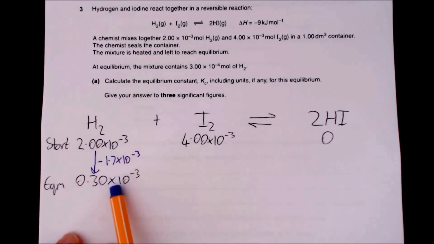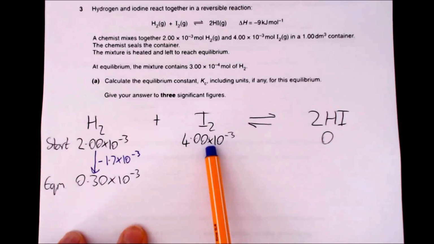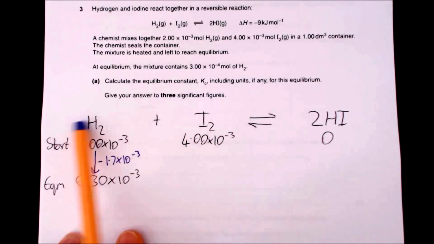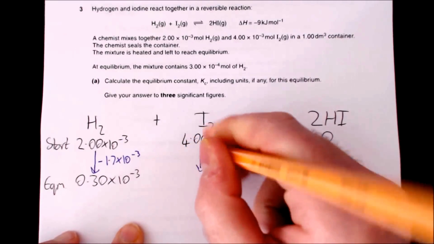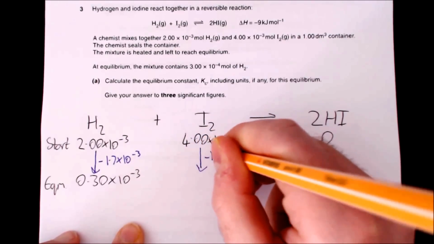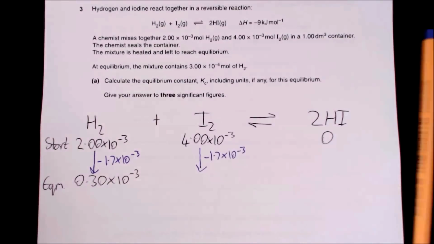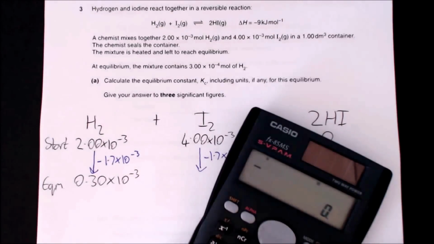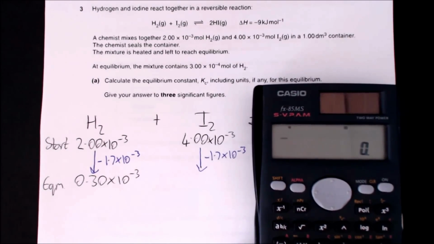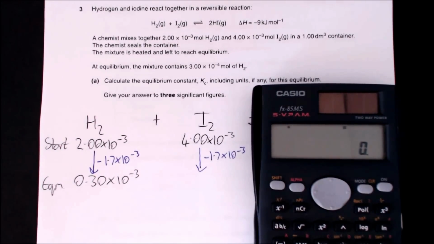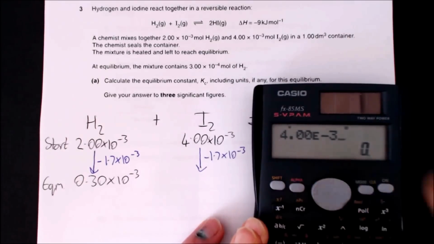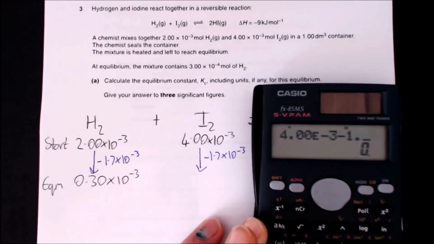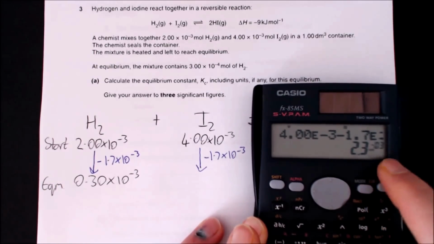Okay, so if this drops by 1.7 times 10 to the minus 3, then so does this one as well, because these were in a 1-to-1 molar ratio. So this drops by the same amount. So I'm going to draw an arrow down there as well. We're going to subtract 1.7 times 10 to the minus 3 from the starting amount, and that will tell us the number of moles at equilibrium. And in this case, the number of moles equals concentration because the volume is 1 decimeter cubed. So that's why I said it makes it a little bit easier to work out. So 4 times 10 to the minus 3, we subtract 1.7 times 10 to the minus 3 away from that. That leaves us with 2.3 times 10 to the minus 3.